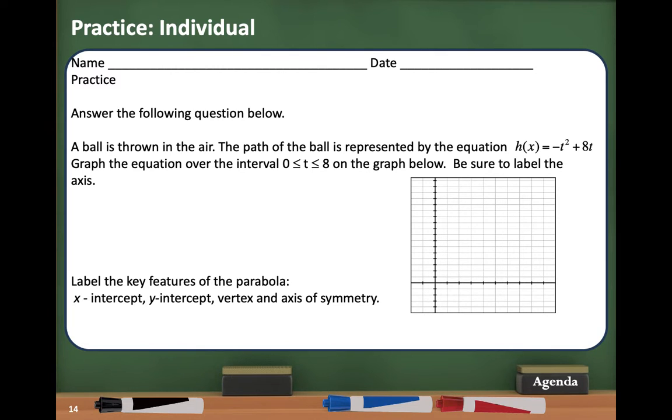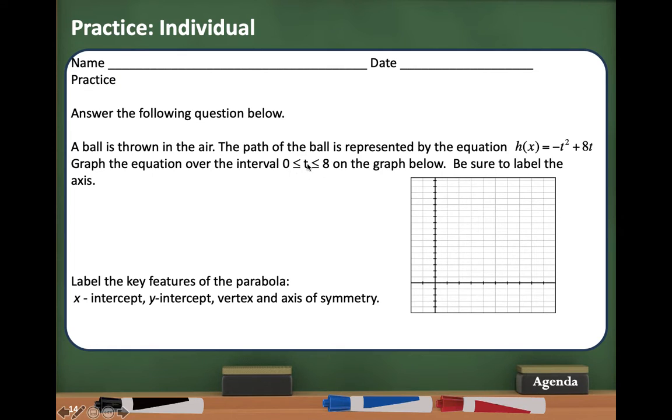So what I would love you to do is open up to this page. I know graphing might be hard if you can't print it out, but you could just make a table. So take a moment. A ball is thrown in the air. The path of the ball is represented by the equation h of t equals negative t squared plus 8t. I want you to make a graph over the interval 0 is less than or equal to t, which is less than or equal to 8, on the graph below. Make sure to label the axes and all the key features.